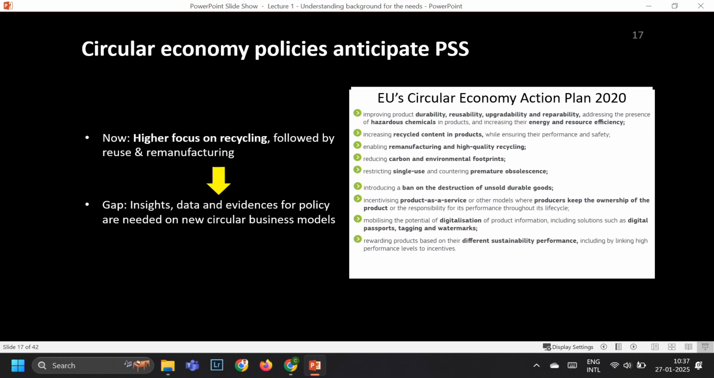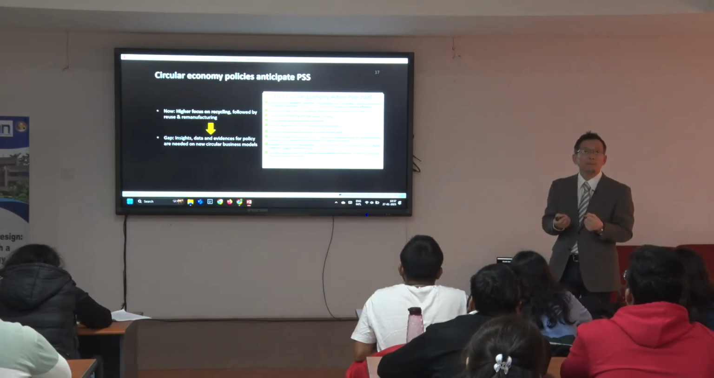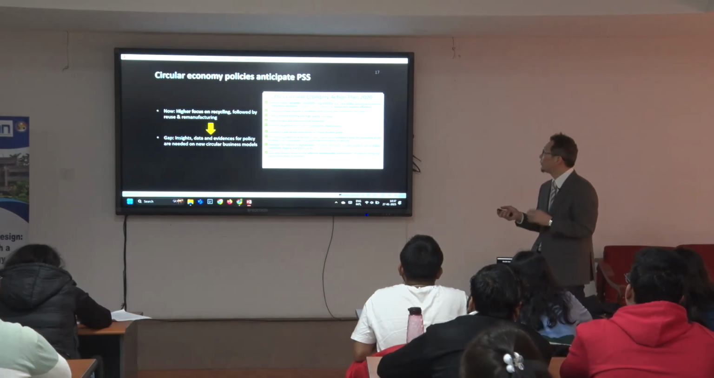And if you look at what the Commission has done so far, a lot of effort has been put into material recycling, and there is a clear gap in the circular business models that include product service system, product as a service, that kind of business style where value creation can be decoupled from material consumption, material use. So that is why the Commission sees a lot of potential in product service system design.